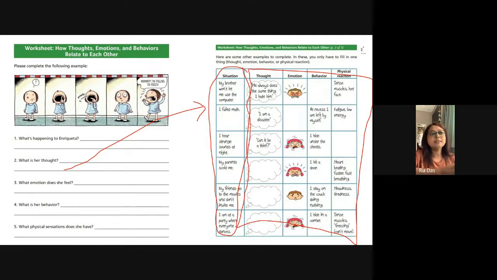So, taking this example, say the thought. Here, if we take the first example, my brother won't, or let's take this one. My parents scold me. The thought you said that I am not loved by my parents, I hate them. And that's why the child is angry. Now, you can ask the child, what can you do over here in order to make this expression a happy one?